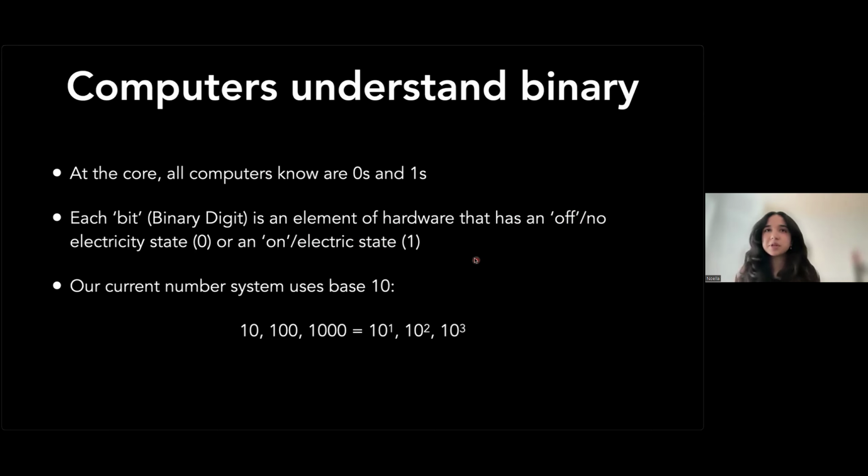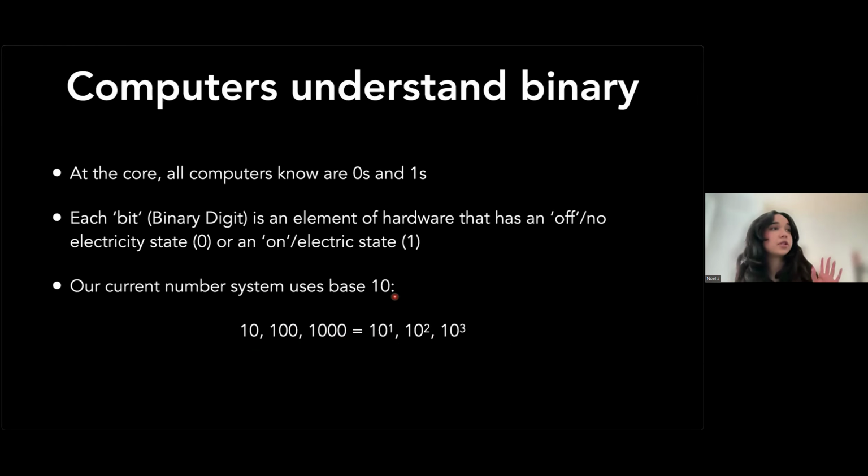So the current number system that we use in our day-to-day uses base 10. So that means that when we have a number, we represent it from digits 0 to 9. And for every extra digit, it corresponds to an increasing power of 10. So 10 is actually 10 to the power of 1. And then if we add another digit, another 0, it becomes 10 to the power of 2. And then if we add another digit, it becomes 10 to the power of 3. And that's why it's called base 10.